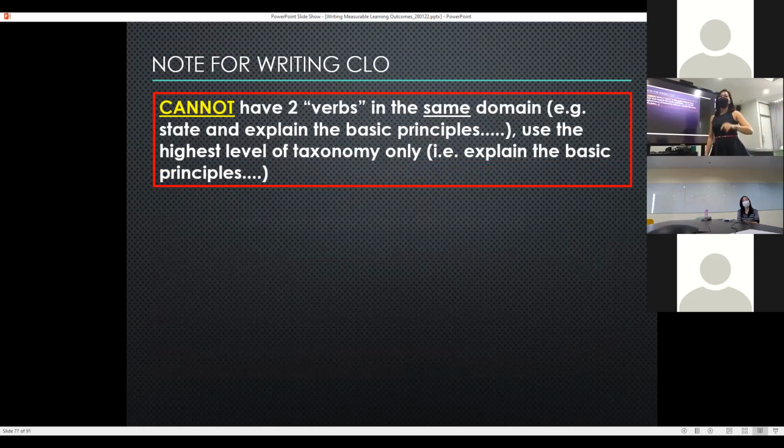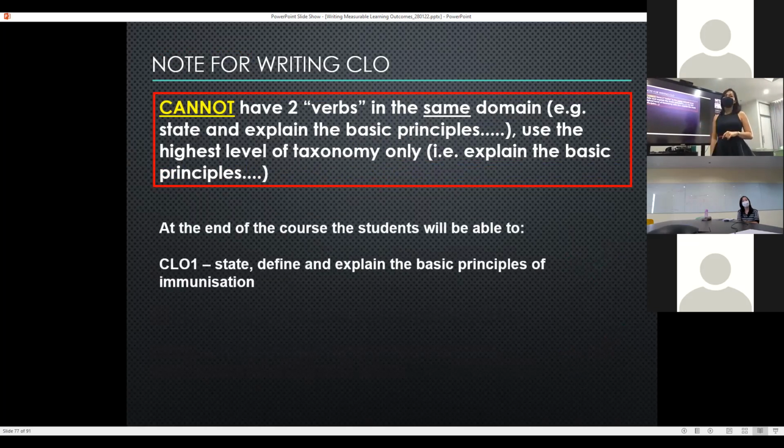This is what just now, Fiona, you asked me. 2 words in the same CLO. This is called double barrel. Do not have such things because if you have double barrel, this one is triple already. State, define, and explain. Too many already inside. So what if a student can state but cannot define and cannot explain? Does it mean that the student achieved the CLO? Not really. But your CLO is written as one thing only. This one is either achieved or not achieved. So when you have so many inside, how do you tell whether the student achieved or not? So avoid this, just take the highest one.